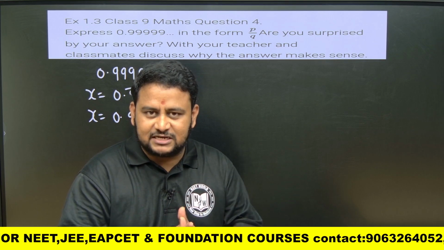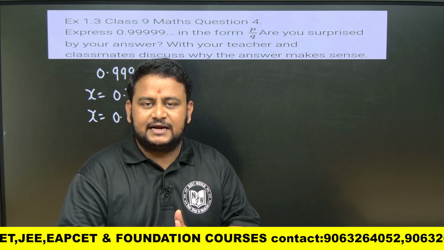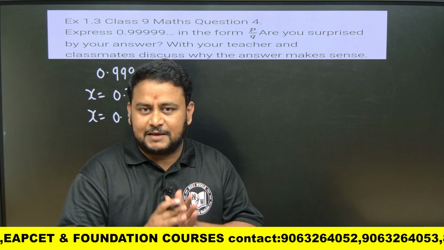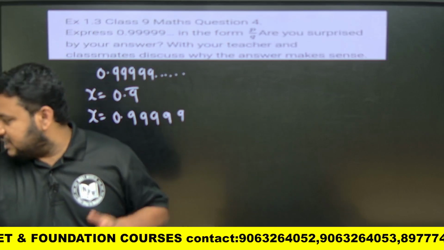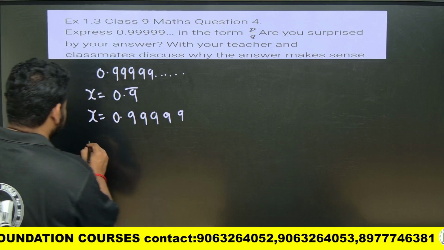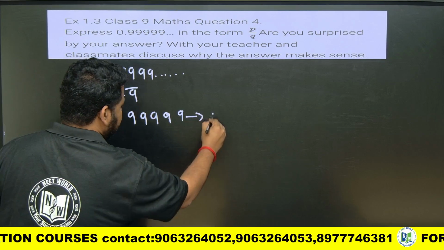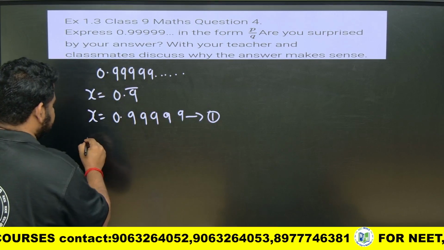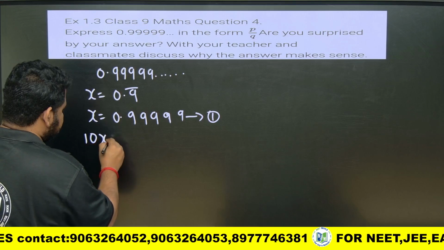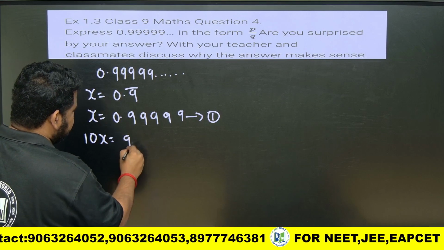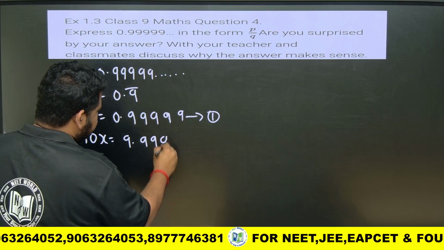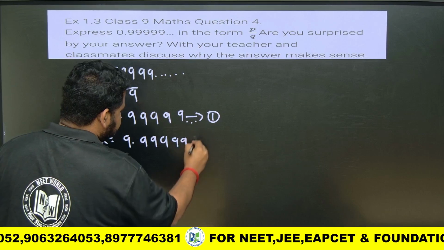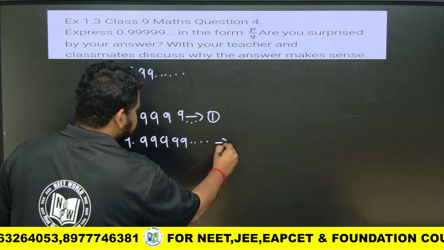On two digits bar means, students, we have to multiply by 100. On three digits bar means we have to multiply by 1000. So here we have to multiply by 10. Let us call this equation 1, and multiply equation 1 by 10. So this will be 10x, and 9.9999. Here the dot should be there, here also the dot should be there. This will be equation 2.